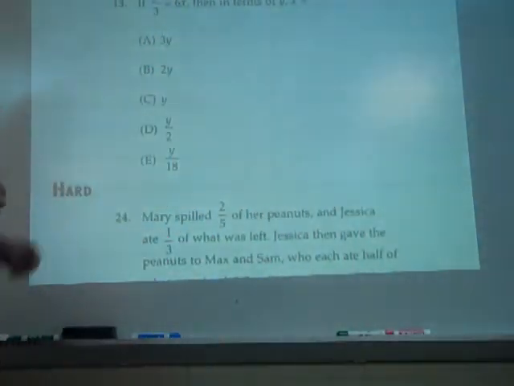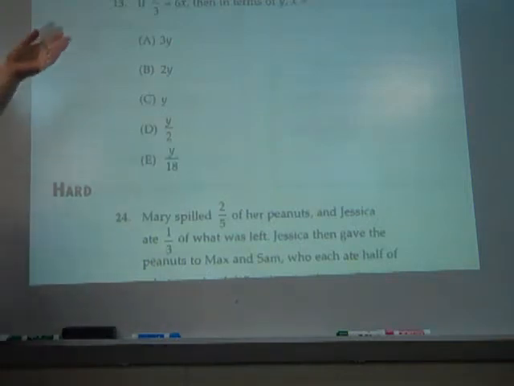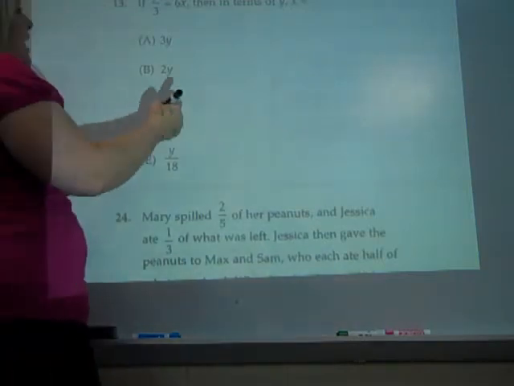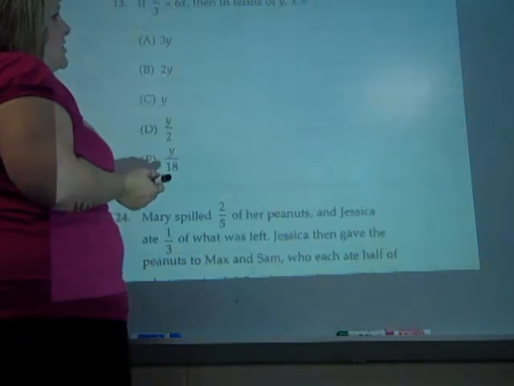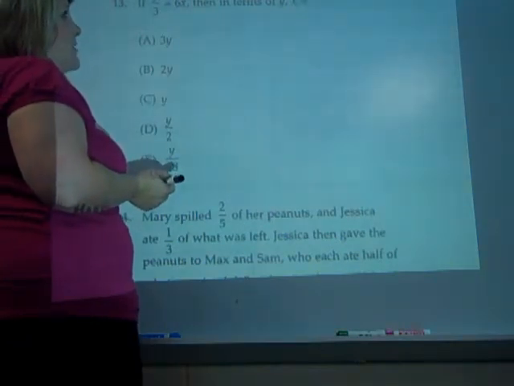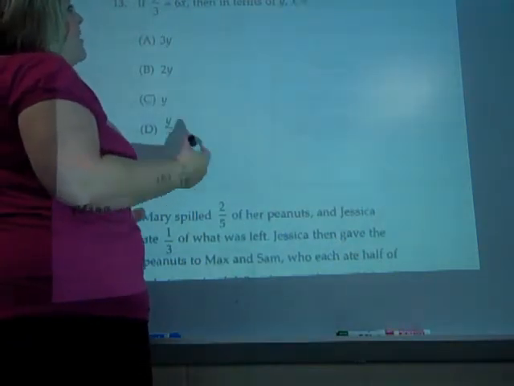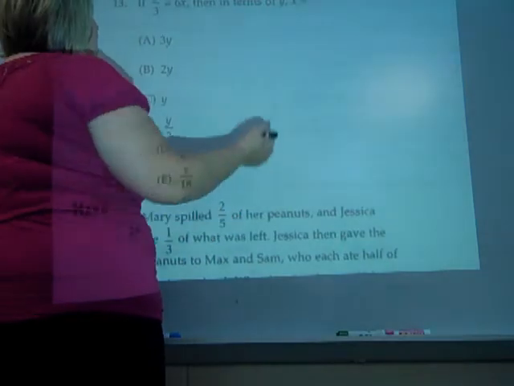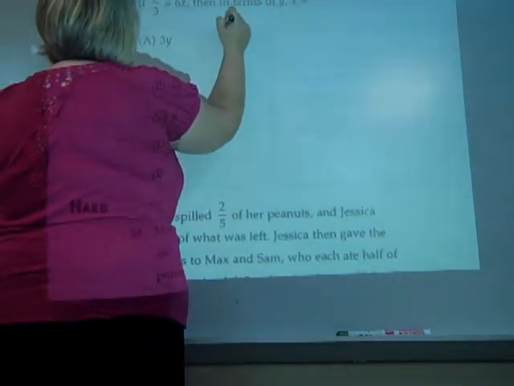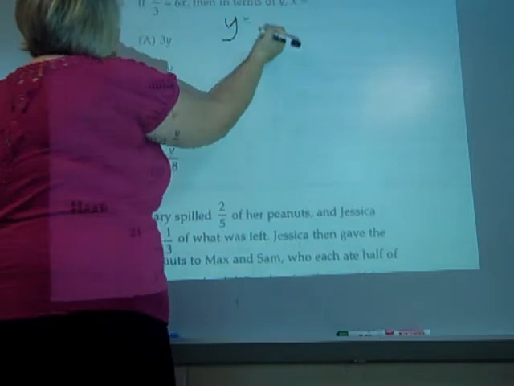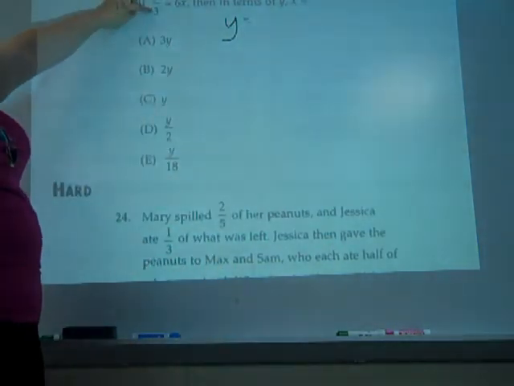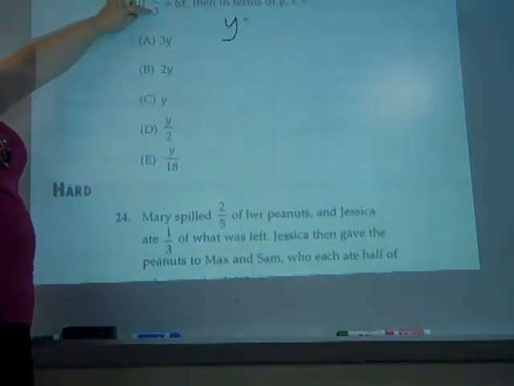Okay, so if y over 3 equals 6x, then in terms of y, x equals what? Again, variables in the answer choices, you've got those words in terms of y. This is a good plugging in question. You probably found when you started to do this that there were certain numbers that were easier to pick for x and y than others were. I would pick something for y that you can divide by 3. So what did you pick?